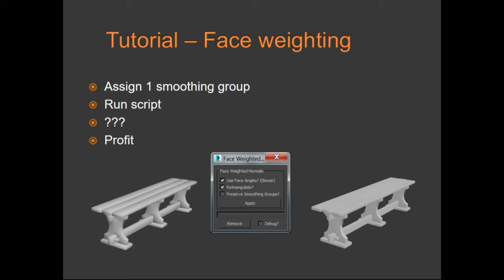And the next, the magic step, is the face fading. And in this case, it's really just one button, the make art button there. So all I did was I assigned one smoothing group to my model. And after that, I ran the script, and boom, magic.